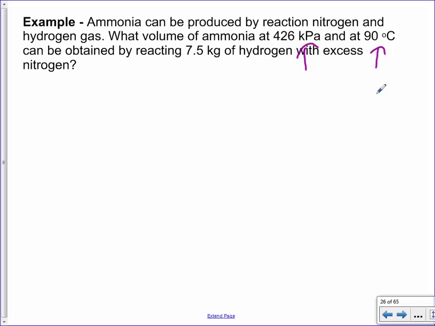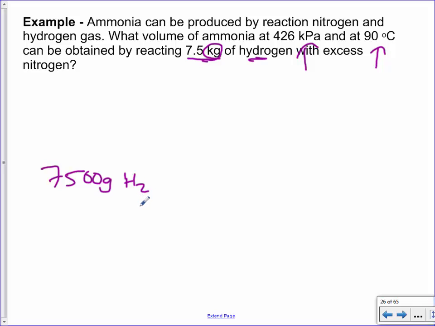Why don't we start though where we started last time? Let's start with this 7.5 grams of hydrogen. I mean, that's a good place to start. Only I threw a twist in. It's 7.5 kilograms. So times by 1,000. Let's start with 7,500 grams of hydrogen. Let's start with that number.